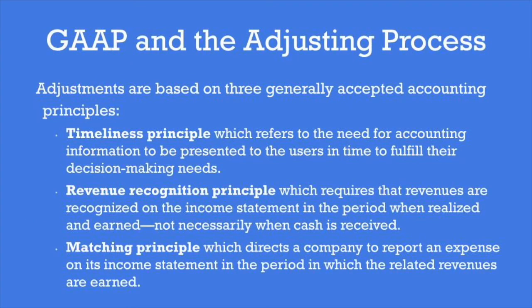So, generally agreed upon accounting principles, which are the standards accountants use to measure how well a business is doing, have some key principles that really dictate what we need to do at almost the end of the accounting period. There are three major ones.